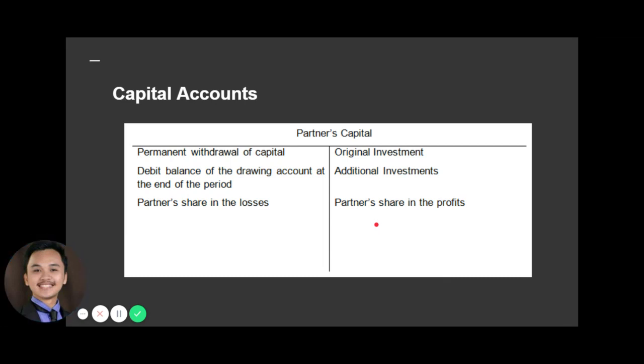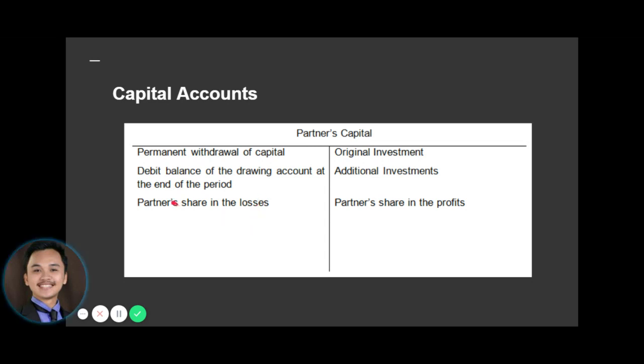Just like with your sole proprietorship and your corporation, a partnership will also have its capital account, and its unique name is Partners' Capital. Obviously, just like other capital accounts, the normal balance is credit. So all items located on the credit side of the Partners' Capital T account increase your partner's capital. If you have original investment, additional investment, or partner's share in the profit, all of these increase your partner's capital. However, the items on the debit side are the circumstances or activities that will make your partner's capital decrease.